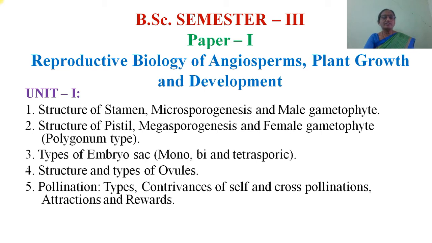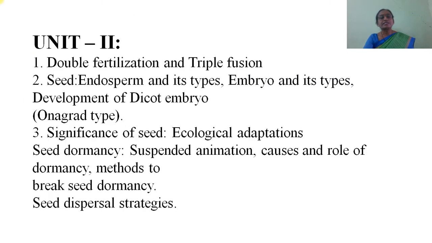Fourth topic is about structure and types of ovule, and fifth topic is based upon pollination, which includes types, contrivances of self and cross pollination, and attraction and rewards. Second unit consists of these 3 topics. The first topic is double fertilization and triple fusion. Second topic is about seed, which consists of endosperm and its type, embryo and its type, and development of dicot embryo, onograde type in detail.